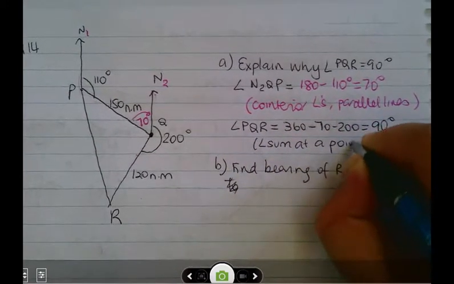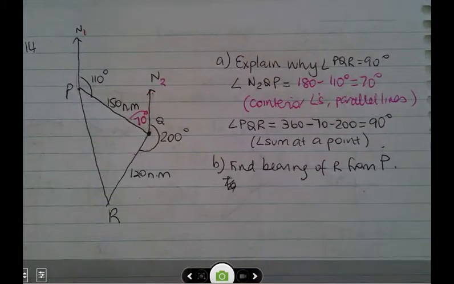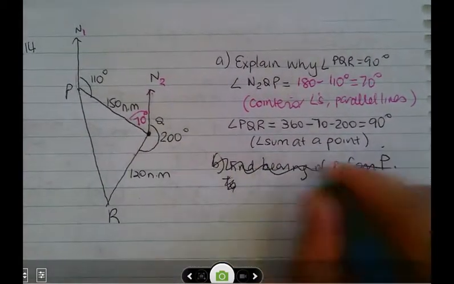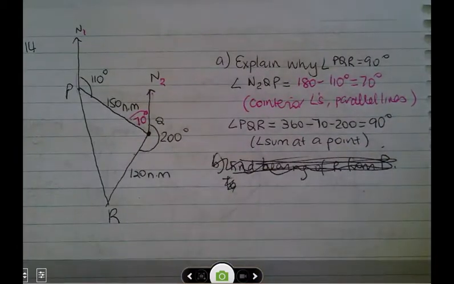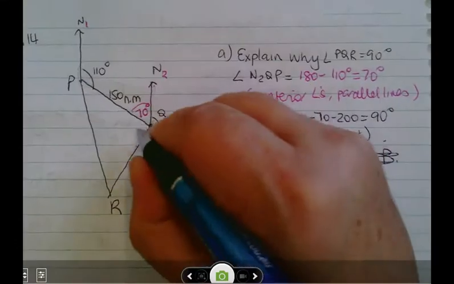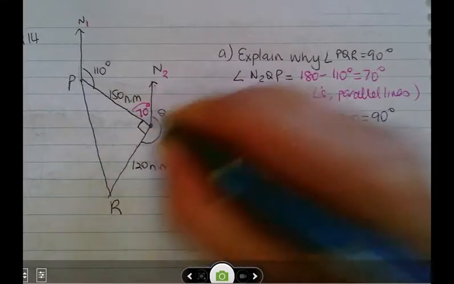Now, there is another way. Okay, that's one way to do it. I'll just get rid of this. The last bit was find the bearing of P from R, isn't it? Or R from P. Whatever it was. So that's 90 degrees. We know that's 90 degrees. How else could we have done that?